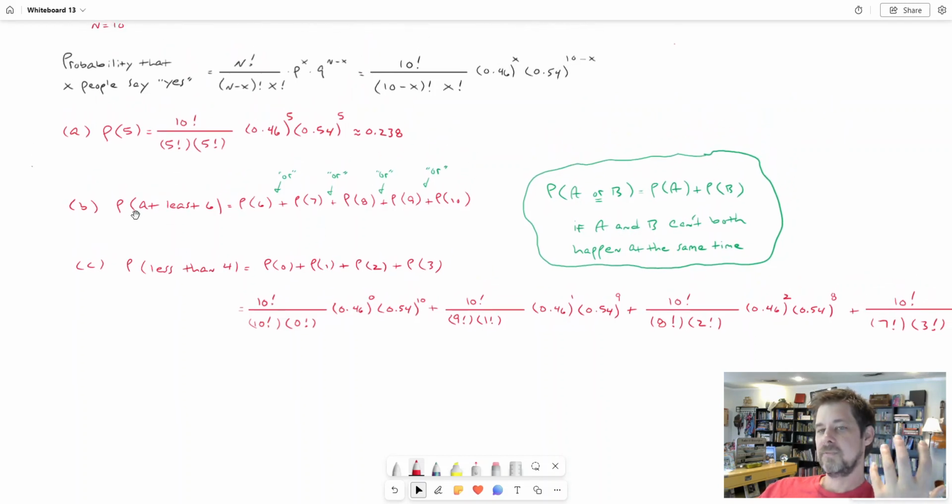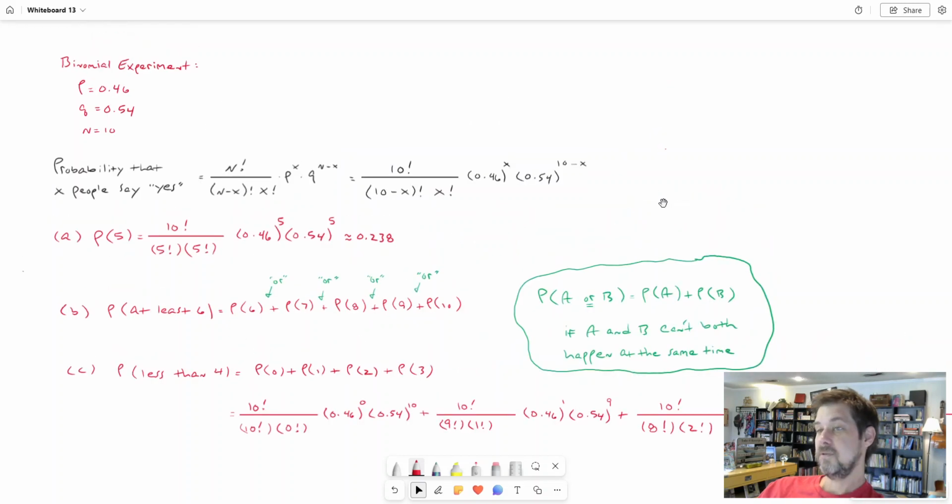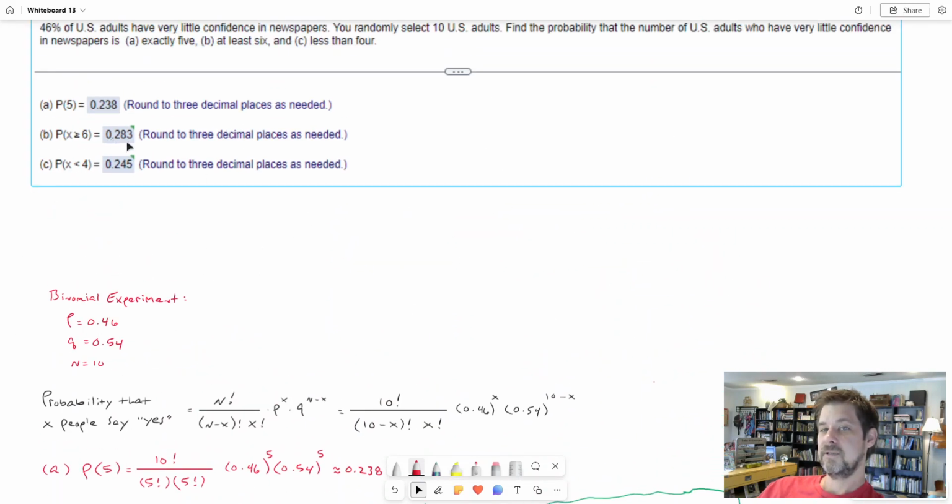So say the probability of at least 6 of the 10 saying yes is the probability of 6 saying yes, or it could be 7, or it could be 8, or it could be 9, or it could be 10. So that's how we would do things for at least 6. Now, in order to do this any further, I'd have to calculate this formula with a 6 in it, and then add 7, and then add 8, and so on. Now I'm going to leave that to you. The answer you should get is 0.283.